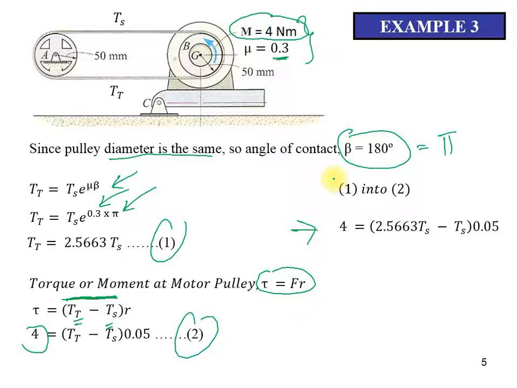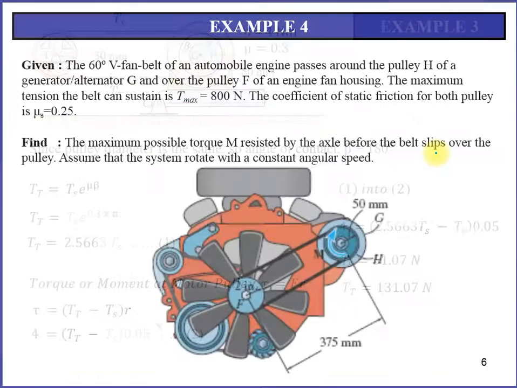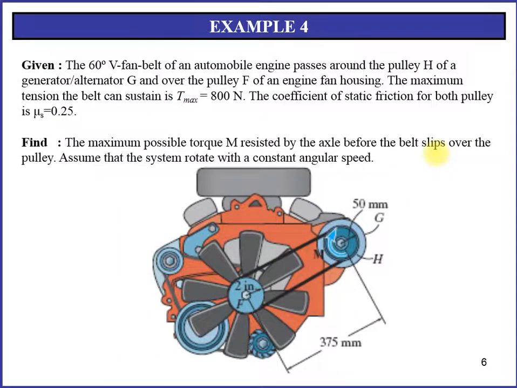By solving the equation, you will get the answer of TS equal to 51.07 Newton, and TT is equal to 131.07. This is the tension at the slack side, and this is the tension at the tight side. Alright, so example number 4, this is another example.